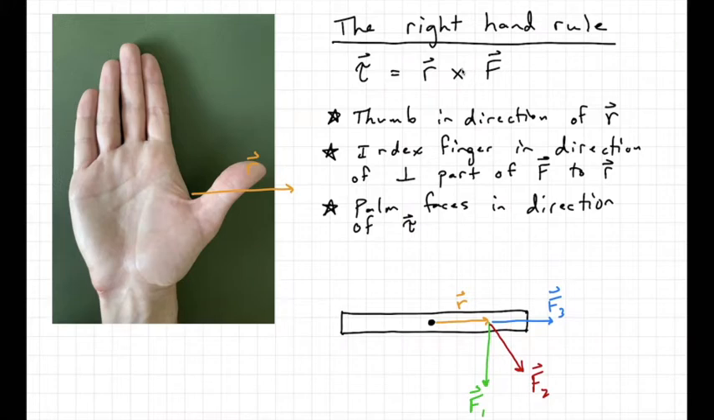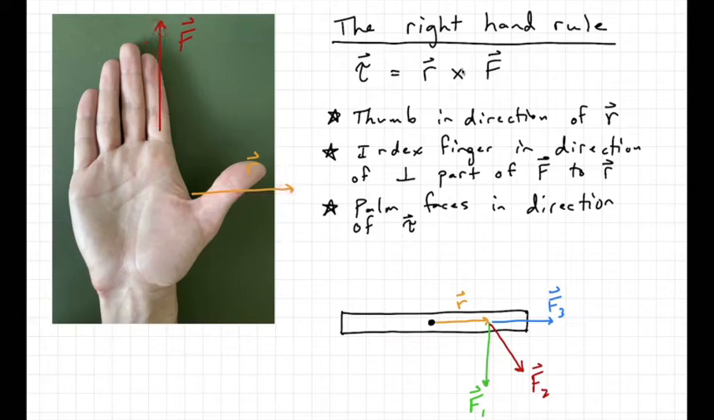So that important part of the force that's perpendicular to the R vector, that's the direction that your fingers point in. So F would go that way. And now when you've got your hand arranged in this orientation, the torque will come out of your palm. So your palm will face in the direction of the torque. In this case, that would mean that if I had an R going this way and an F going this way, the torque would come out of the screen in this case.